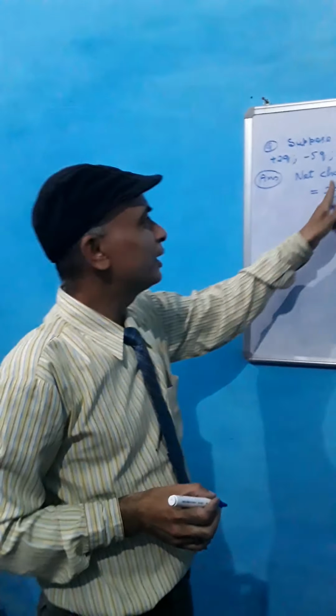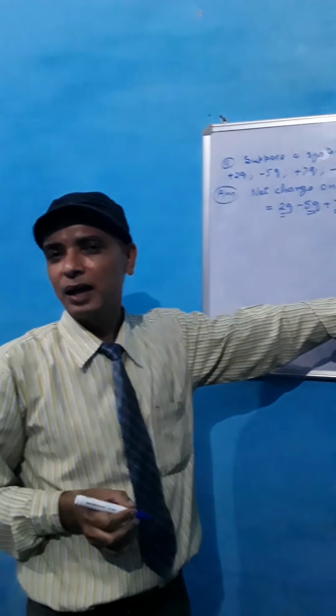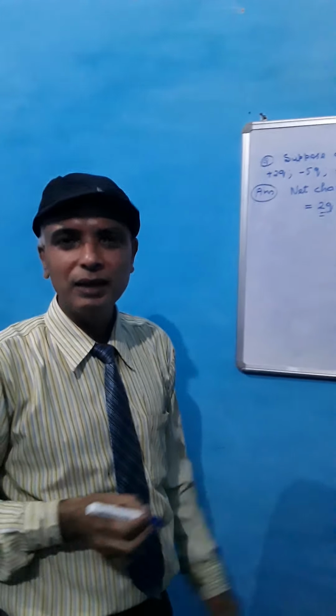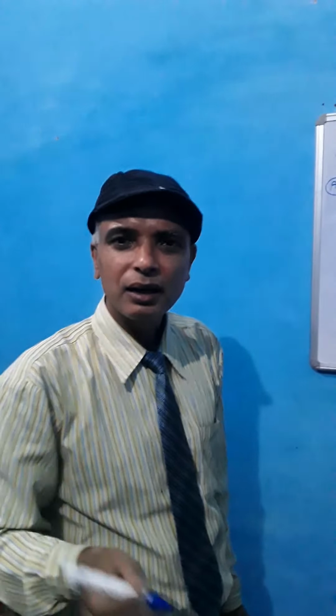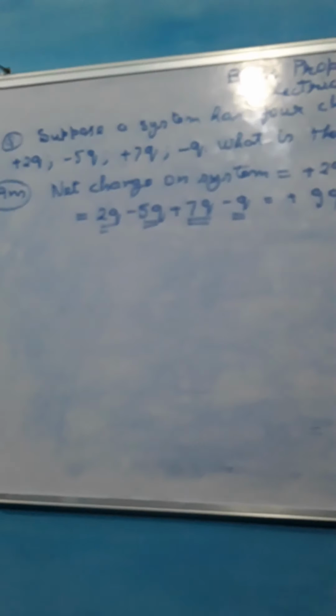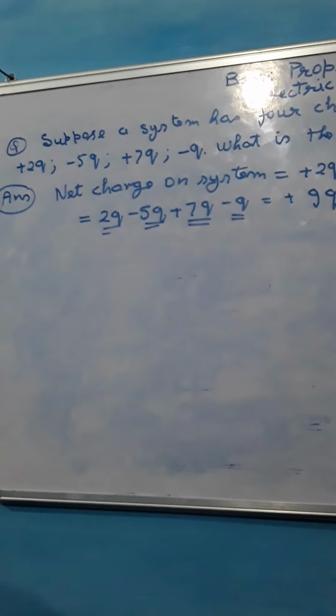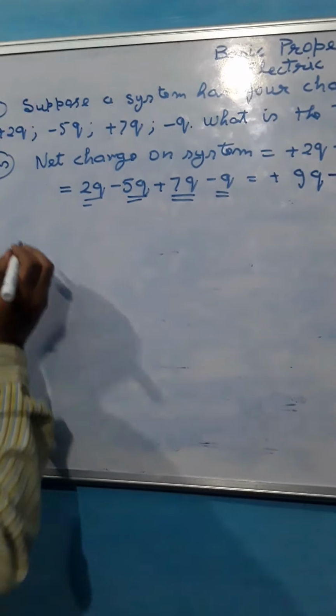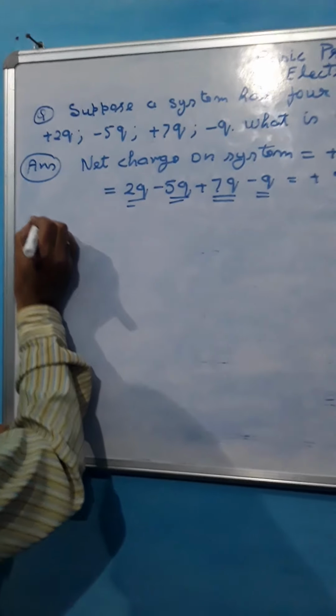So I have here added the electric charges algebraically. This property is known as additivity of electric charges. Now we come to the next property, and the next property is quantization of charge.